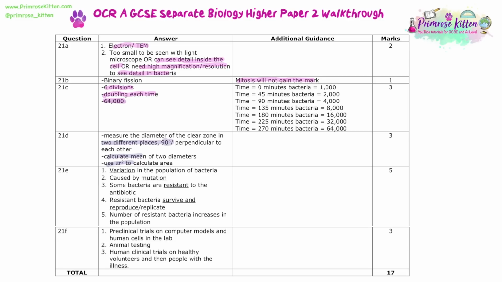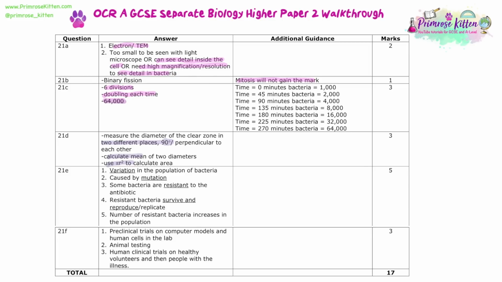Quite a lot there for 3 marks, but it's a maths question. It is just, can you calculate area? And you're just describing how you would calculate area. So the really hard part is that first mark, but calculating the mean and using pi r squared shouldn't be that complicated. Then we've got our long answer question with the evolution question.